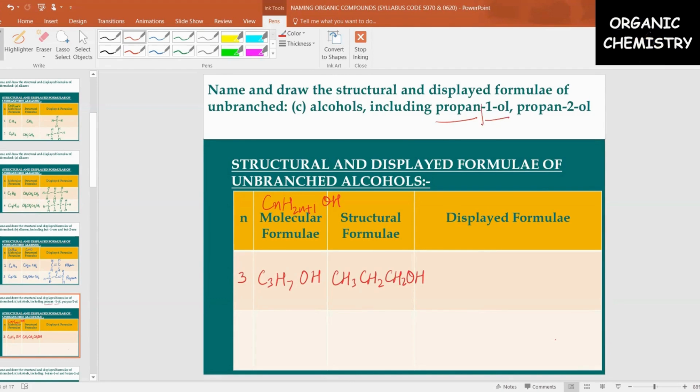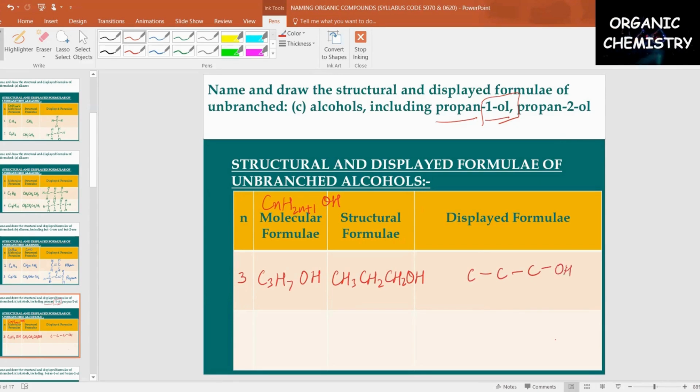Now they are saying propan-1-ol. 1-ol means the position of OH is on carbon number 1. OH is a functional group in alcohols and it should be placed at position number 1. First of all, I'm going to show the 3 carbon atoms along with their bonds: 1, 2, 3. It's up to you whether you place this OH group on the right hand side or on the left hand side, but you can't place that OH in the middle, because if you place it in the middle, you will get propan-2-ol. So I'm placing it on the right hand side.